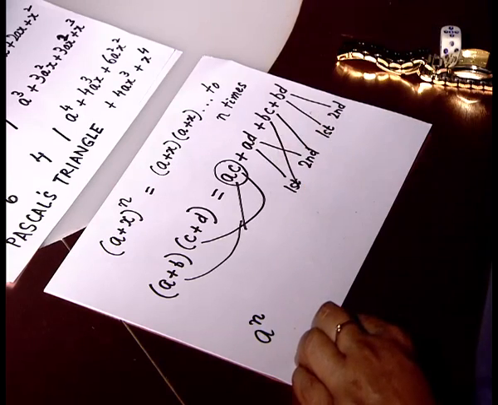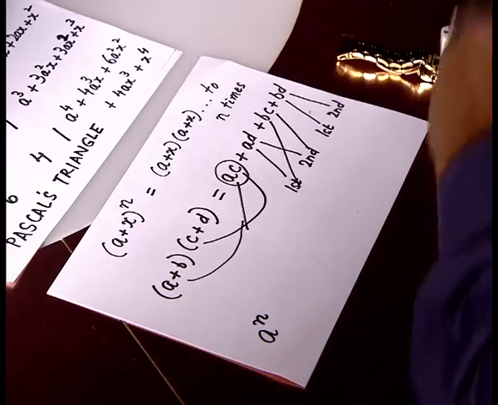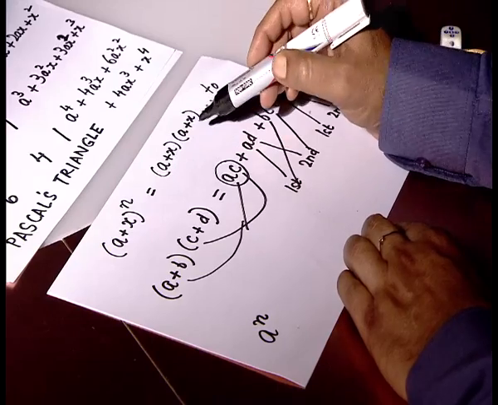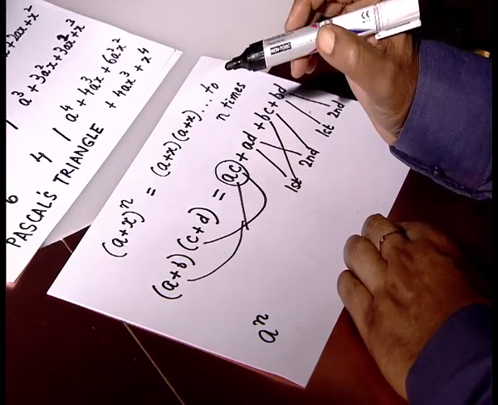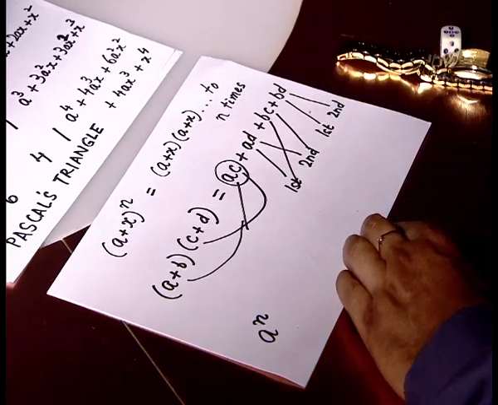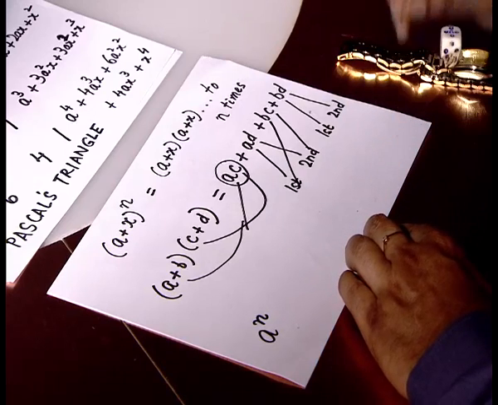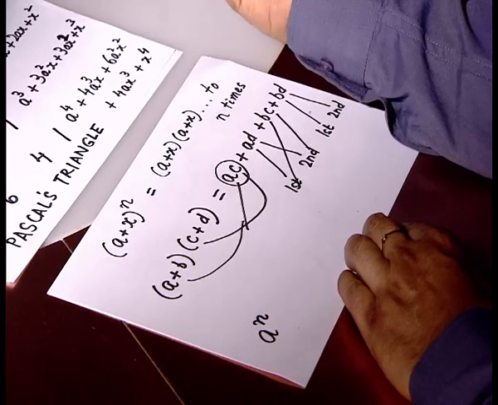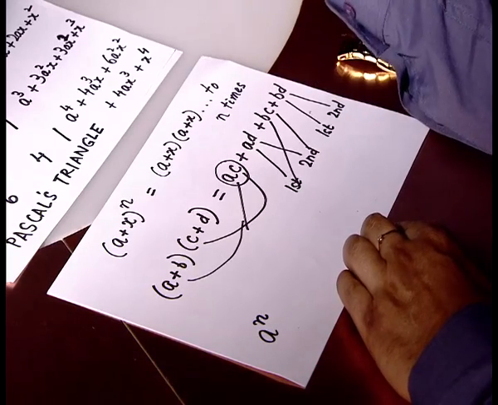Now, in order to count how many such terms, the theory of combination comes into play. There are n number of a's, n number of x. So, you are selecting n a's from n a's, or in other words, you are selecting 0 number of x from n x.